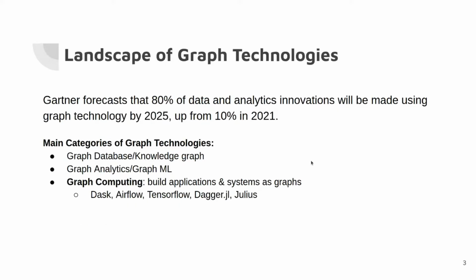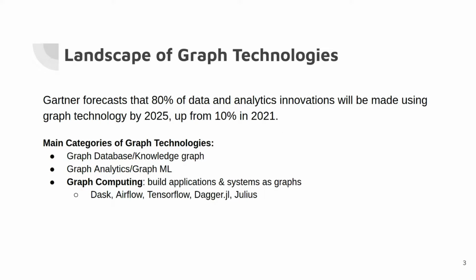So first, what is graph computing? Graph computing is actually a part of this broader field called graph technologies. Graph technology has recently been trending and has attracted a lot of attention. Gartner forecasts that 80% of data and analytics innovations will be made using graph technologies by 2025, up from 10% in 2021. This is a huge forecast of growth and a huge vote of confidence by Gartner.